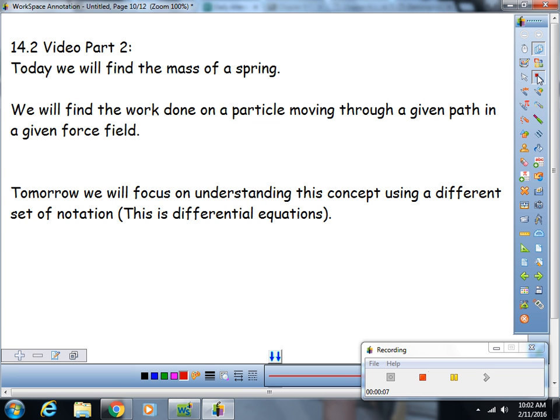Okay, so today we're doing the second. We're going to do 3 videos, okay? Today we're going to figure out how to find the mass of a spring. That's no different than what we've done. Now the spring is just traveling in a spiral. And then we're also going to find work, and that will be new, okay?